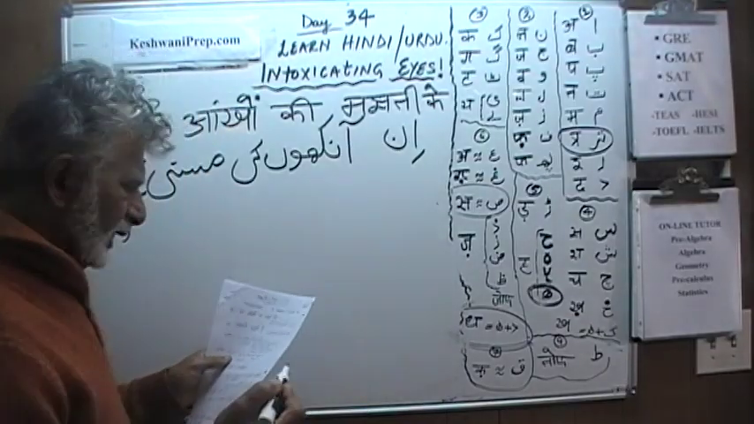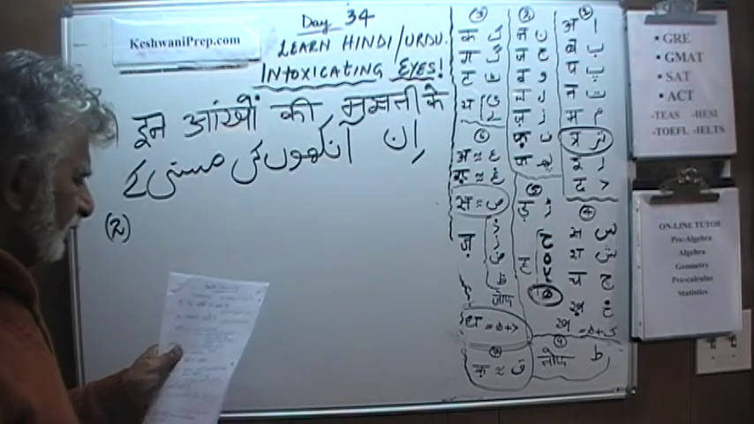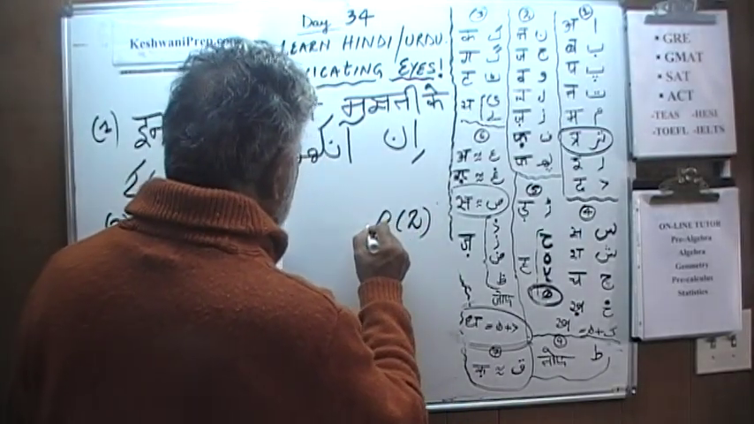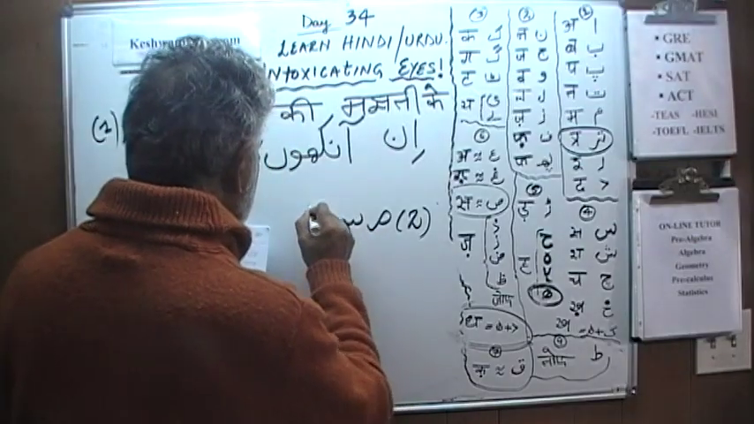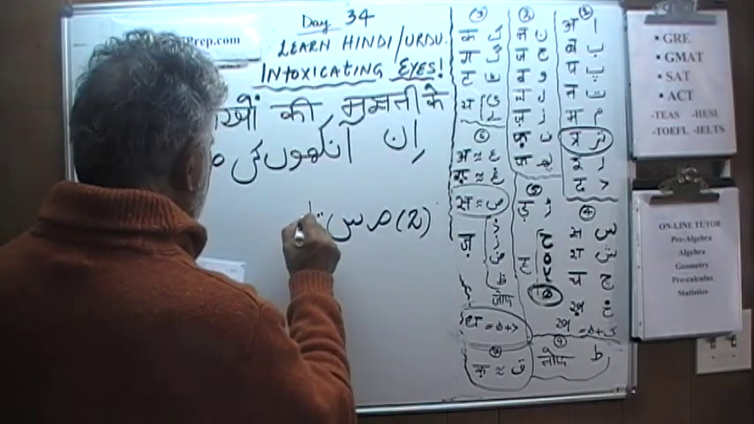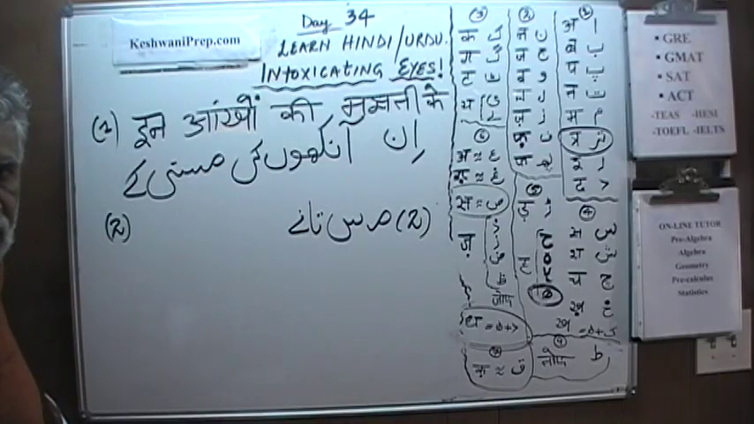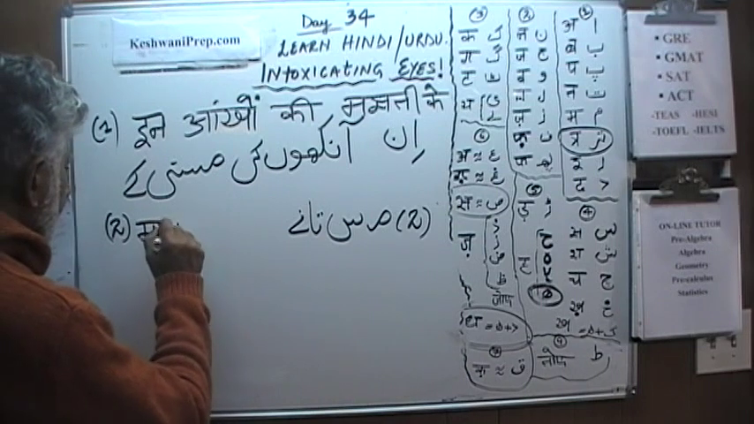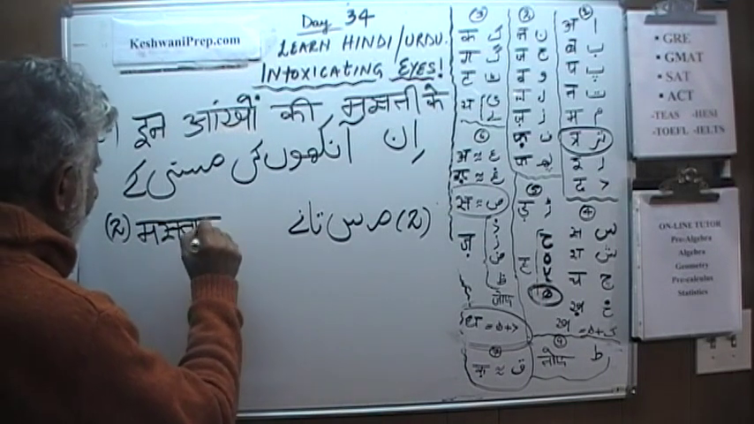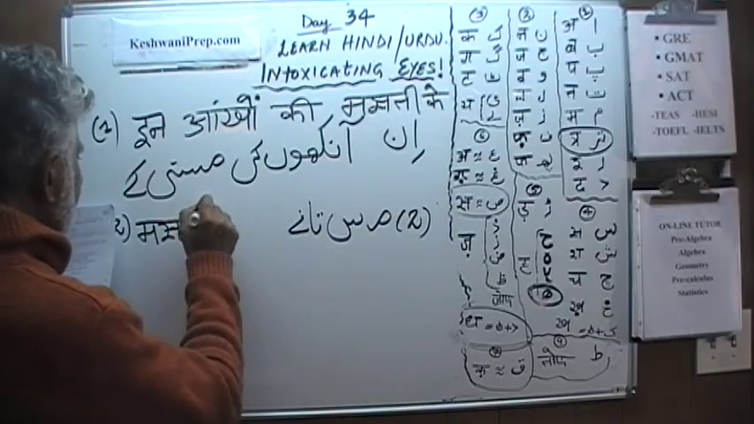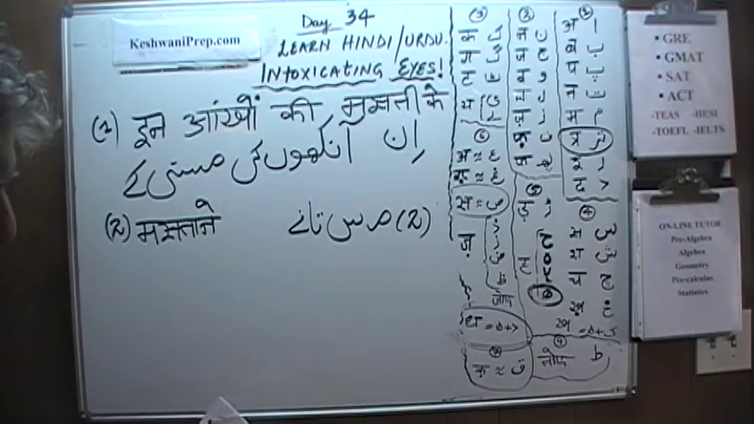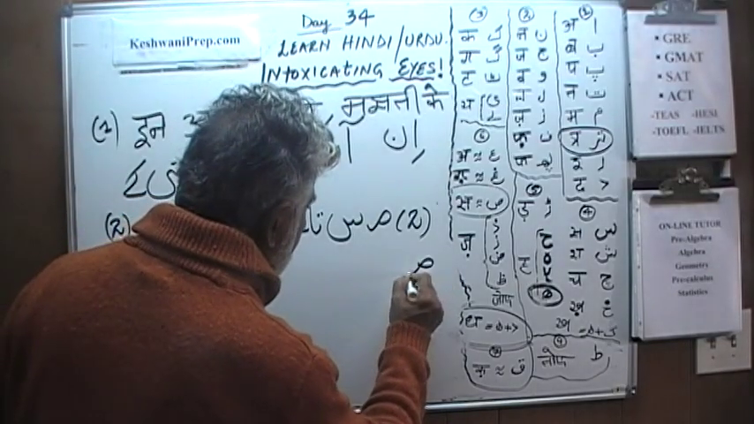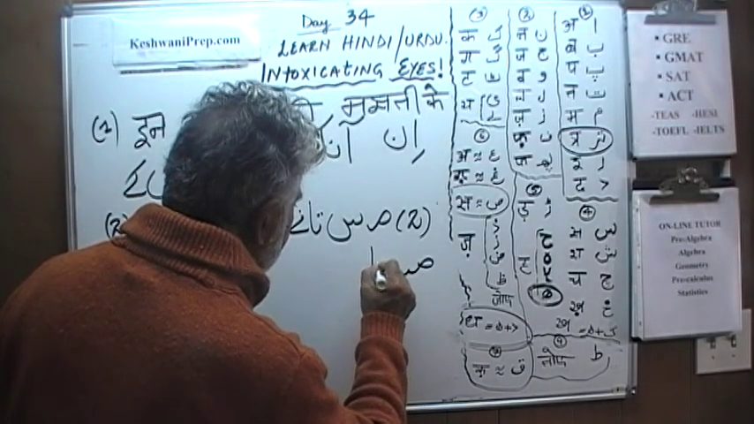Let me first start doing Urdu. I find it more comfortable writing the Urdu first, because I know Urdu a little bit better. Ma, sa, ta, ne. Mastane. Mastane is the plural of mastana. In aankhon ki masti ke mastane. Let's put them together. Ma, sa, ta, ne.